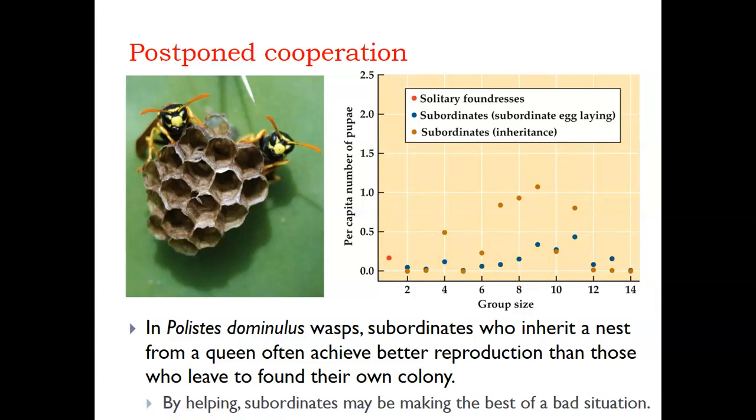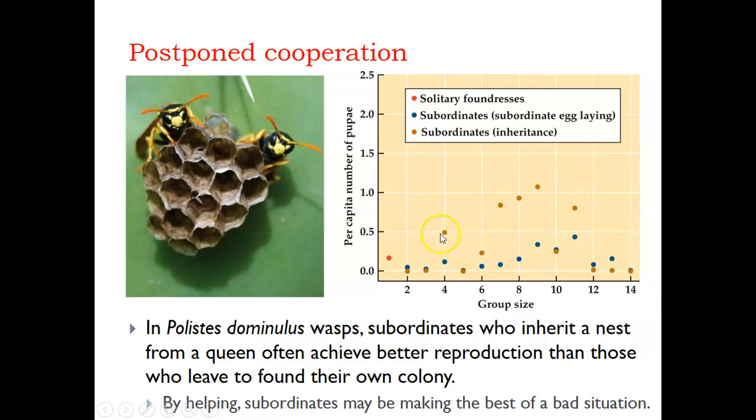There's another thing though that's shown in this figure, and this is maybe the main point I should have been making this whole time. Not only do subordinates get the opportunity to lay some eggs on the side while they are helping, but they also will sometimes inherit a nest after a foundress queen passes away, dies or disappears. So if a foundress queen dies and disappears and you inherit the nest and become the dominant female at that nest, you can see what happens. That's what's shown with these brown dots.